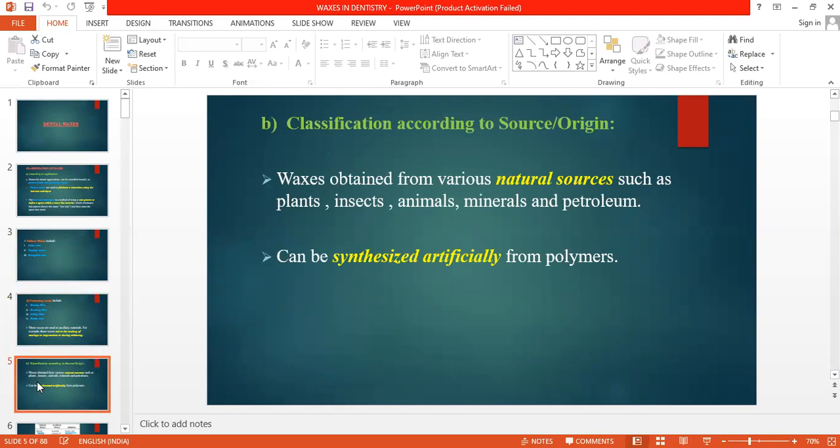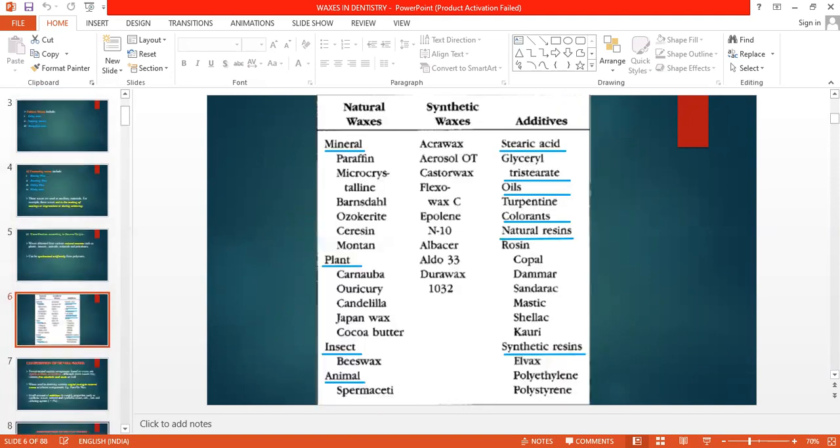And next is the classification based on the source or origin. It can be either from a natural source or from a synthetic source. Natural sources are plants, insects, animals, minerals, and petroleum. And it can also be synthesized artificially from polymers. Natural wax includes the mineral wax, plant wax, insect wax, and animal wax.